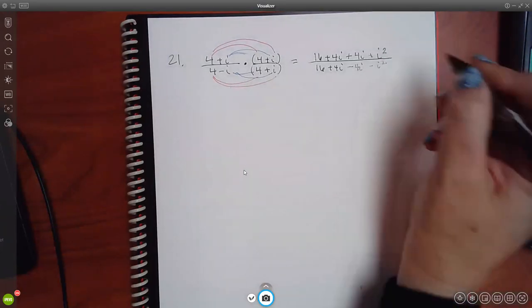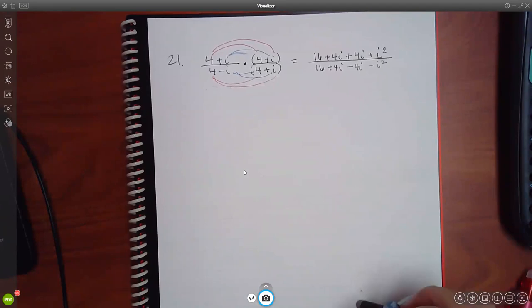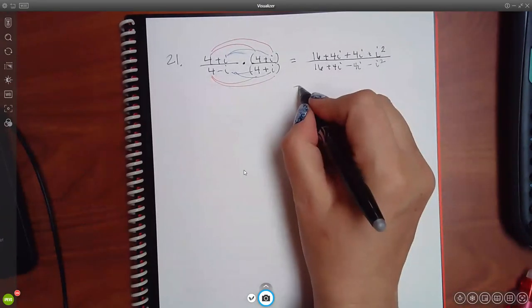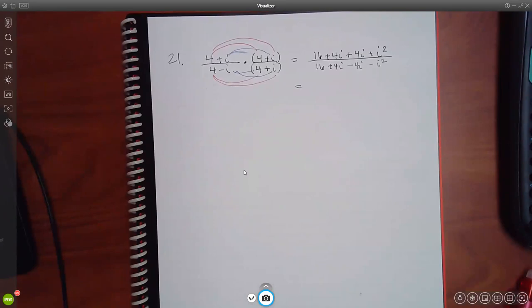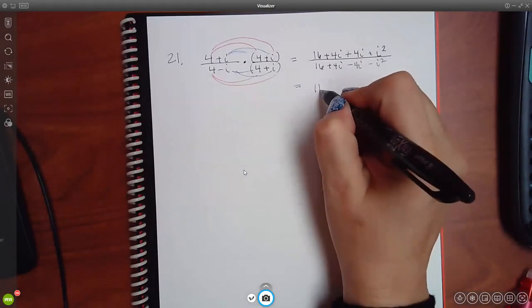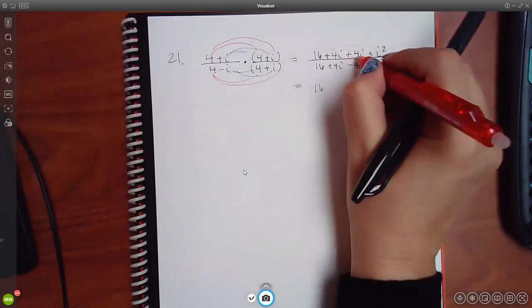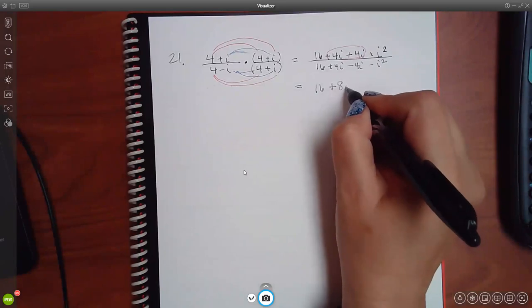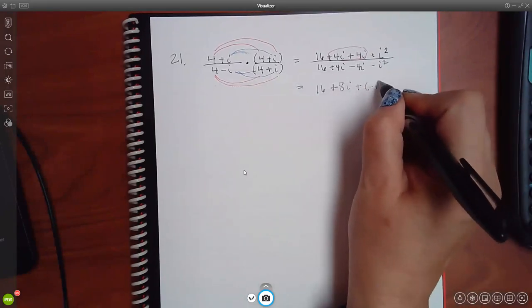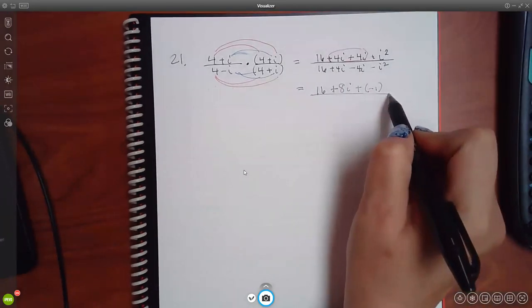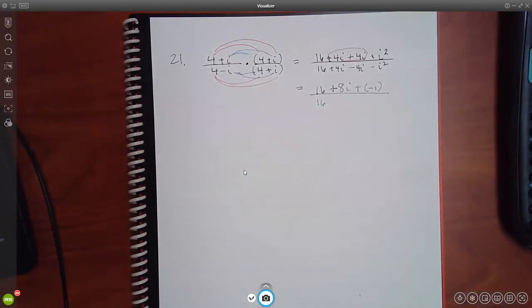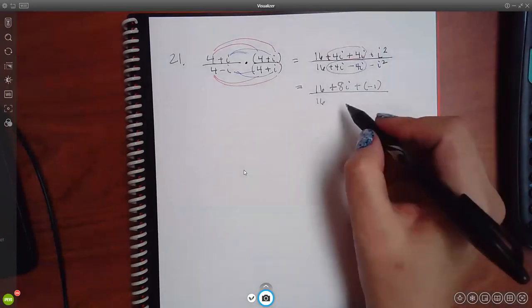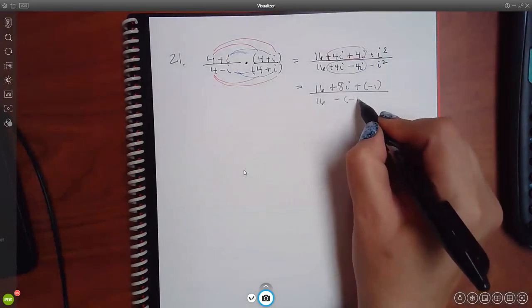Negative i squared. And before you continue, you can do two steps in one here. You can replace those i squares with negative ones, and you can also combine your regular i's together. So I'm going to have 16, and then these i's I'm going to combine together. They're both positive, so that means I have 8i now. And that i squared is going to become a negative 1. Then at the bottom, I'm going to combine these. But what happens to those? So I have no more i's, and then I have minus a negative 1.